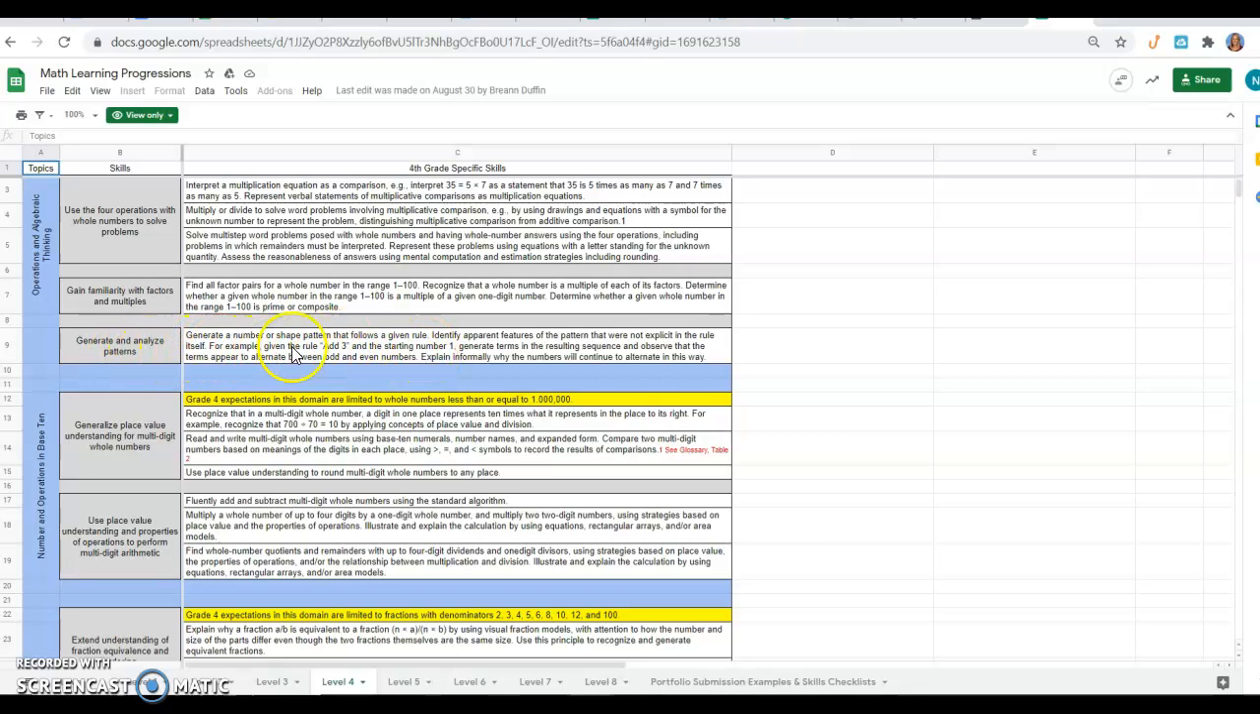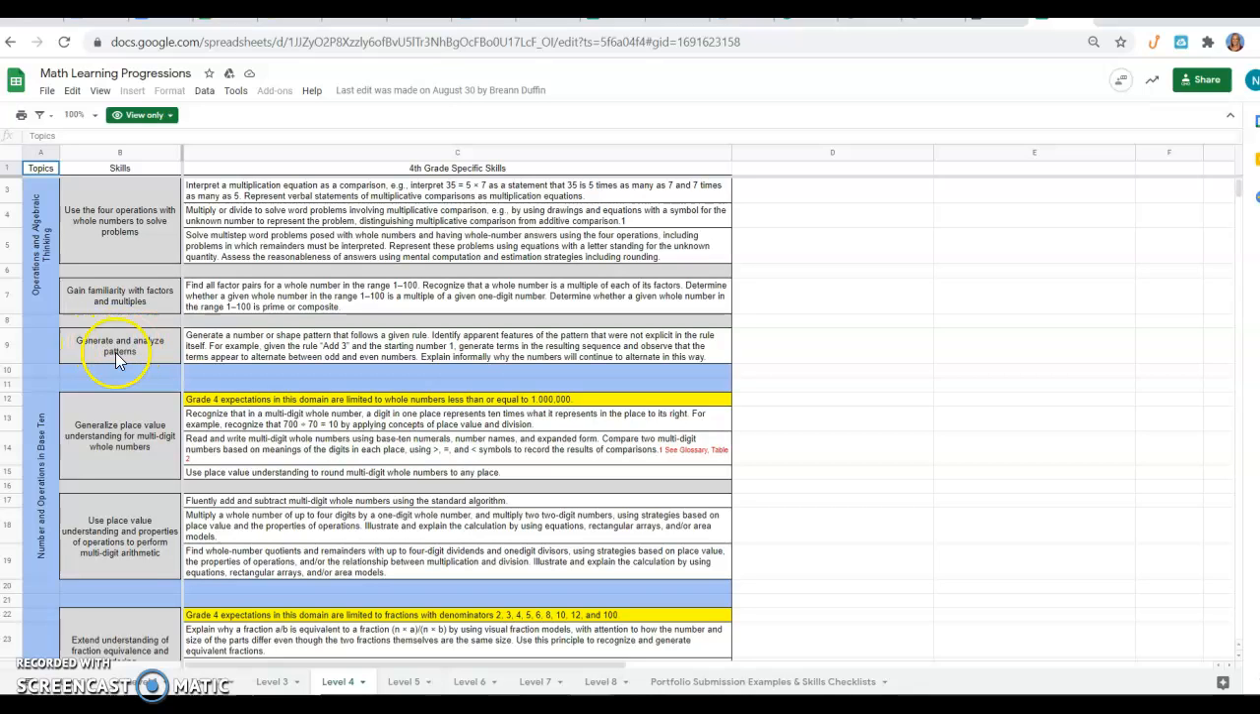It gives me an example of what that is. Generate a number, shape, or pattern that follows a given rule. Identify apparent features in the pattern that were not explicit in the rule. So that's still kind of difficult to understand when we read those words, right? So now that I can see that, I need more information.